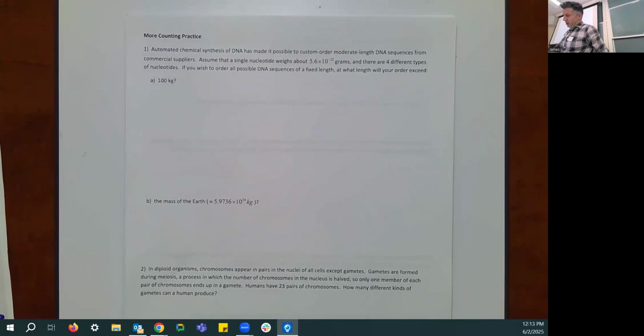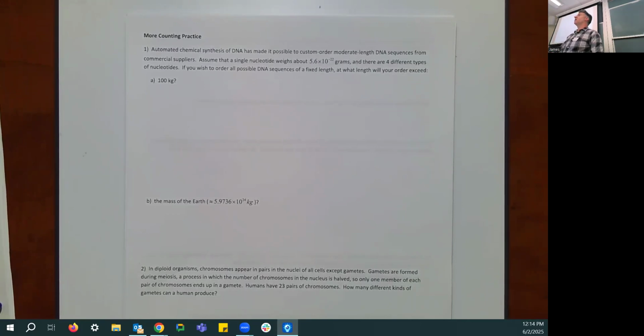So apologies. More counting practice. So what do we got here? An automated chemical synthesis of DNA has made it possible to custom order moderate length DNA sequences from commercial suppliers. Assume that a single nucleotide weighs about 5.6 times 10 to the negative 22nd grams, and there are four different types of nucleotides. What are those types of nucleotides? I'm thinking A, C, T, G, your usual DNA. I don't really care what they're called, but that context helps me know what I'm talking about. If you wish to order all possible DNA sequences of a fixed length, at what length will the weight of your order exceed 100 kilograms?